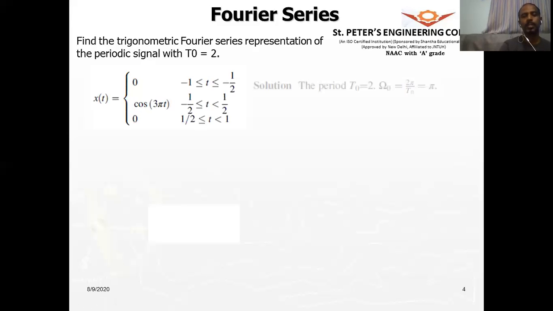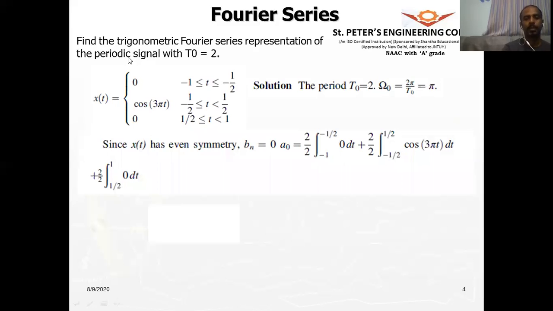Okay, so is it a periodic signal? Yes, it is a periodic signal, and it repeats after this interval. And is it real? Yes, it is real. So therefore we have to find the Fourier series. So let us see first of all what t naught is given. t naught is given as 2. So what is omega naught, the fundamental frequency? Omega naught is given by 2 pi by t naught, so that will be equal to pi. So that is the fundamental frequency.